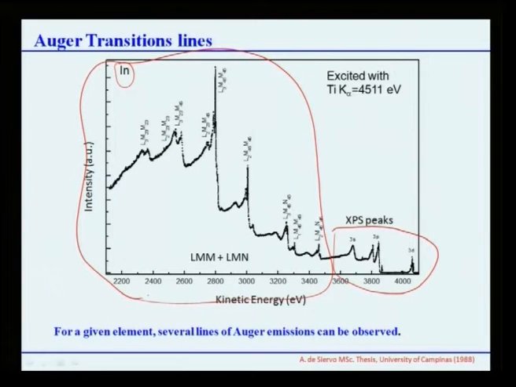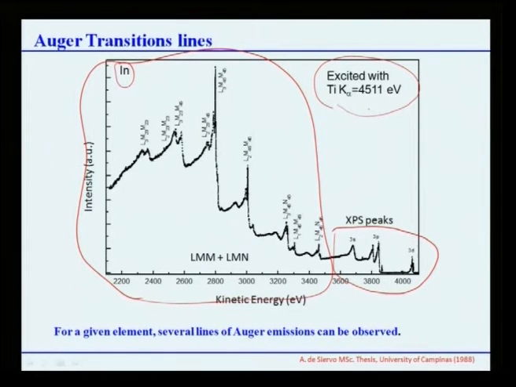Auger peaks will have less energy than the XPS, less than 3400 or 3500 eV, and the XPS peaks are higher than 3600 eV, basically from 3s, 3p and 3d electron levels of indium. This was done with excitation by titanium K alpha, which has an energy of 4511 electron volts.